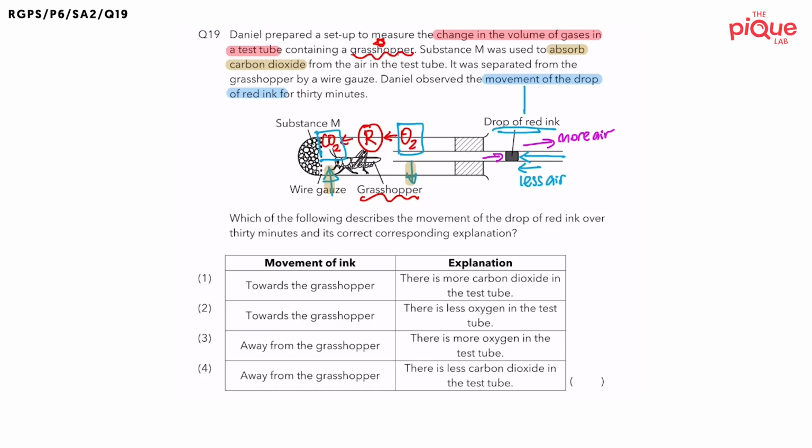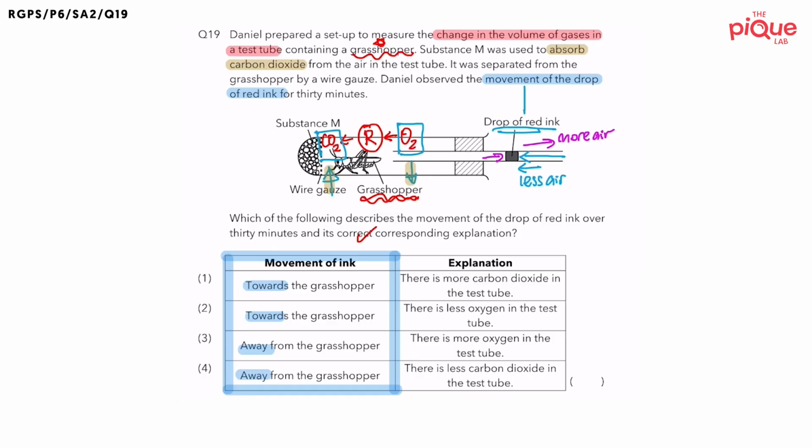And for this question, you need to choose the correct option that tells me how the red ink moves and the explanation that comes with it. Right, but when you look at these four options, there's not one option that tells you that the drop of red ink stays in place. The four options will tell you that either the drop of red ink moves towards the grasshopper or away from the grasshopper. So this tells us that other than the grasshopper carrying out respiration, there must be something else in the test tube that causes a change in the volume of gases as well.